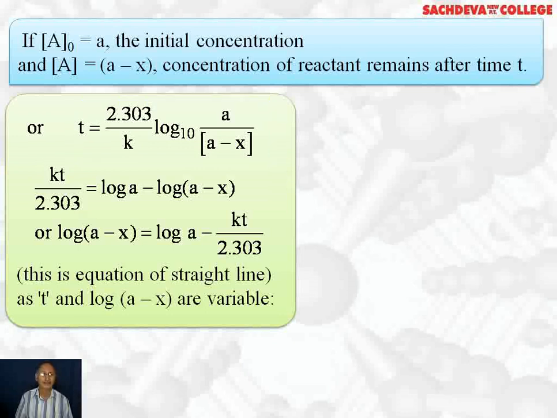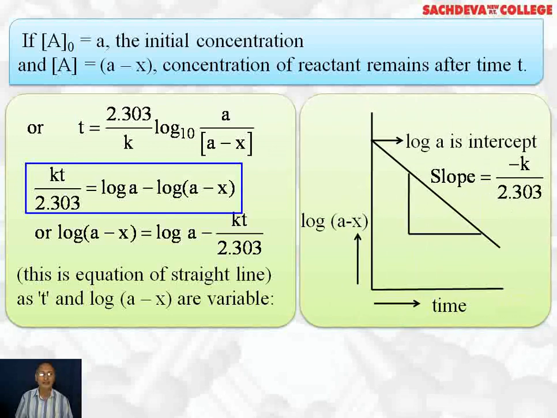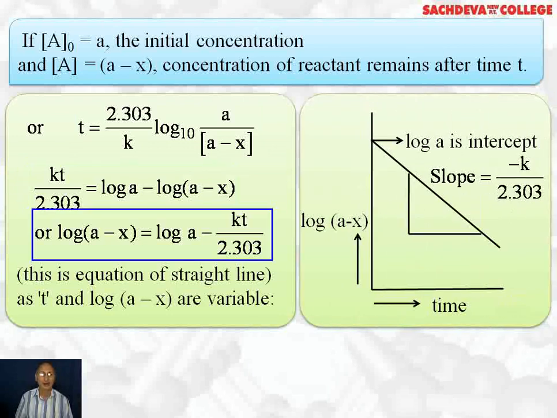We can also write Kt over 2.303 equal to log a minus log (a minus x), or log (a minus x) is equal to log a minus Kt over 2.303. This is the equation of a straight line as t and log (a minus x) are variables. We are going to plot a graph between time and log (a minus x). We get a straight line. Its slope, which is also equal to tan theta, is equal to minus K over 2.303. Log a is the intercept.